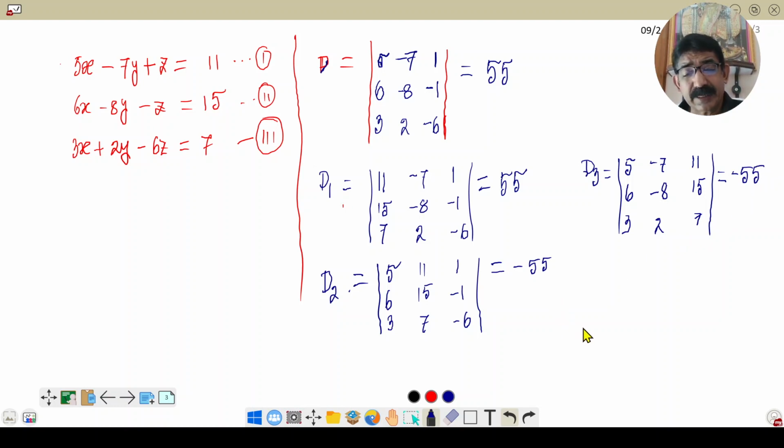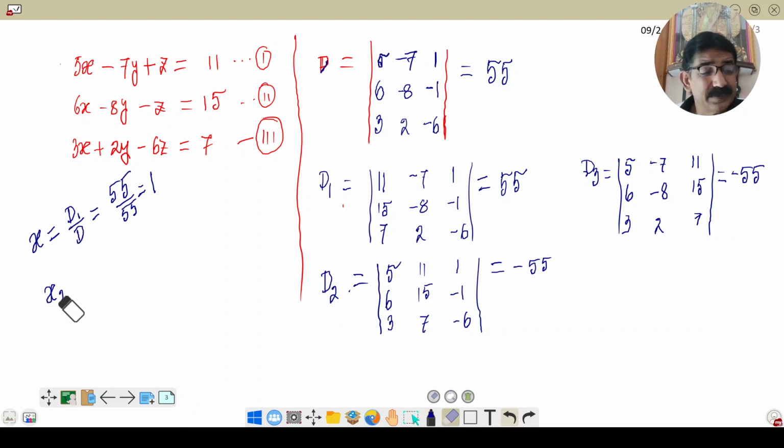Now we have the answer for x. We know x is equal to D1 by D. So D1 is equal to 55. Once again I am writing the rule. D1 by D is equal to 55 by 55, which is equal to 1. Similarly, this is x, and this is y.